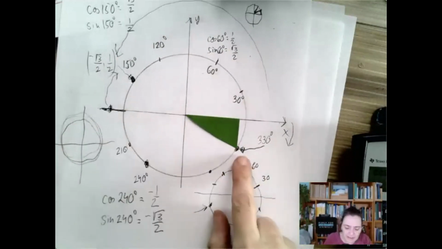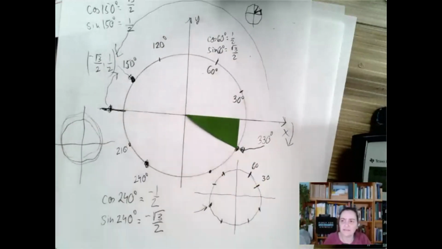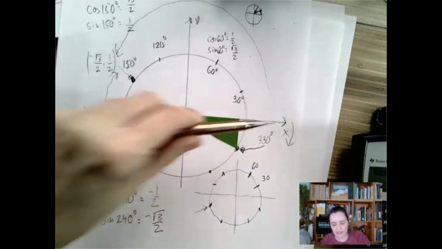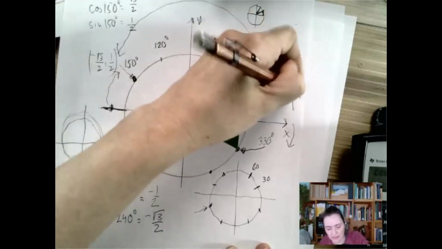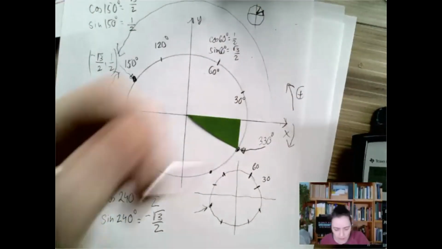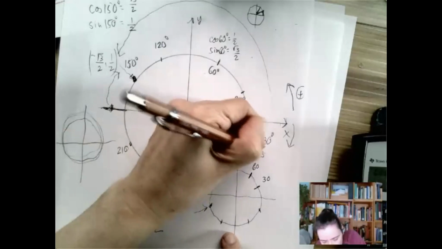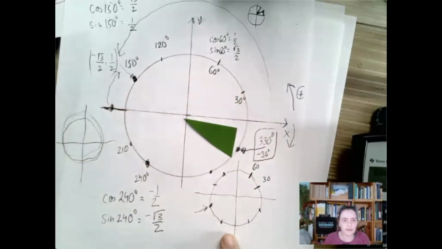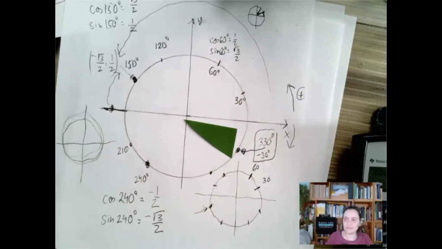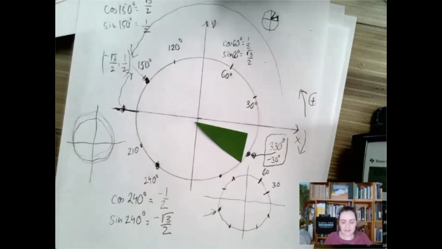So what negative angle can we assign to this? Negative 30. It's going in the negative direction, right? This is the positive direction here, counterclockwise. So it's negative 30. And half the time it will be beneficial for us to think of this angle as 330, the other half of the time as negative 30. That's the 30, 60, 90 group.